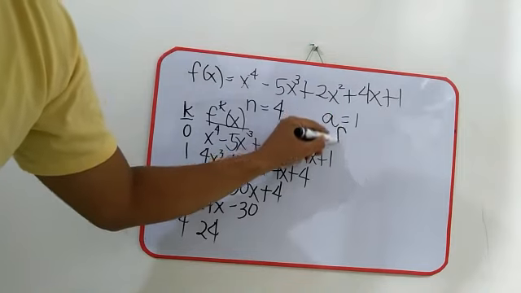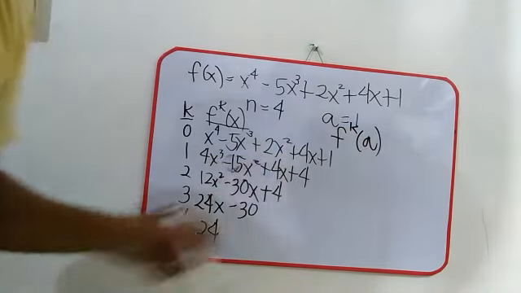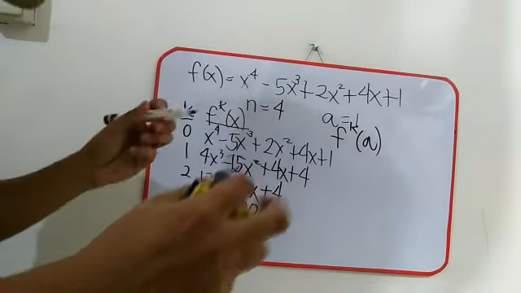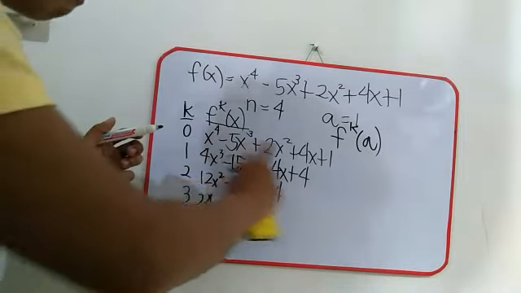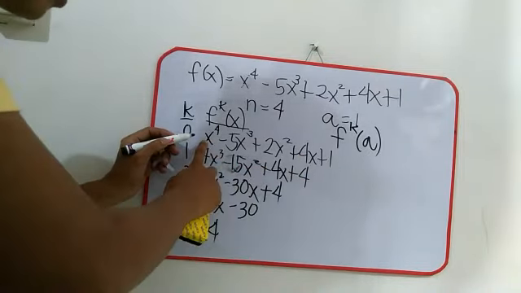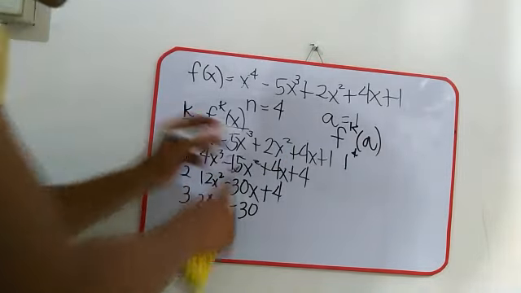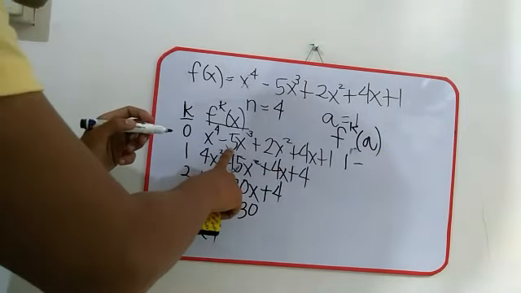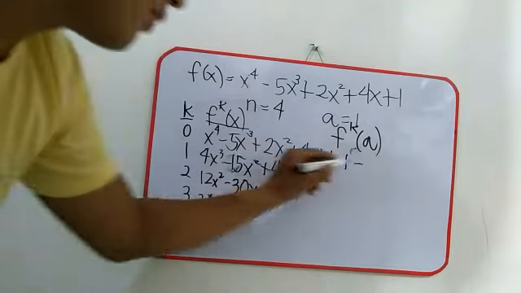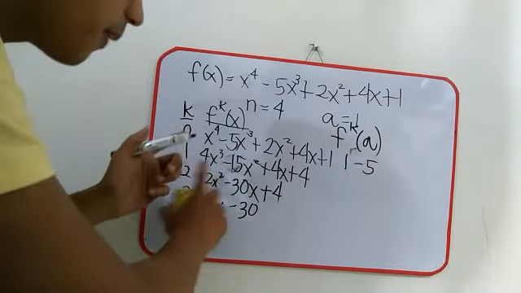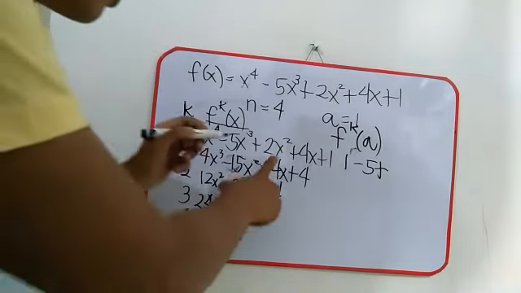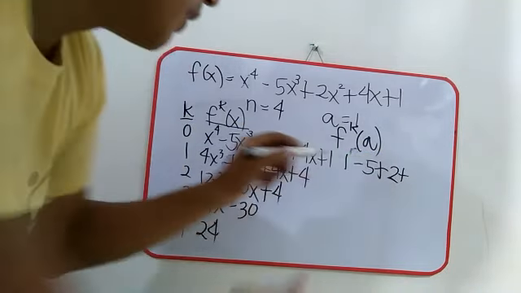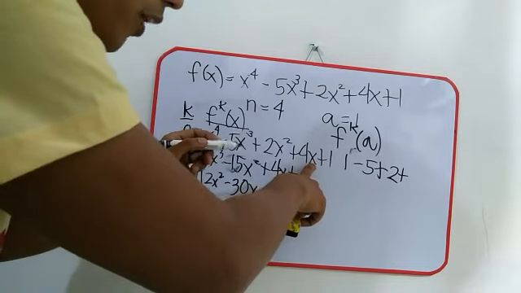For the third column, we have f raised to k of a. Since a is equal to 1, as we have identified a while ago, we just need to plug in the value of a, which is 1, into the function in the second column. So this will be 1 to the 4th, which is 1. Minus 5 times 1 cubed; since 1 cubed is 1, 1 times 5 is 5. Plus 2 times 1 squared; 1 times 2 is positive 2. Then add 4 times 1, since x is equal to 1, which is 4.